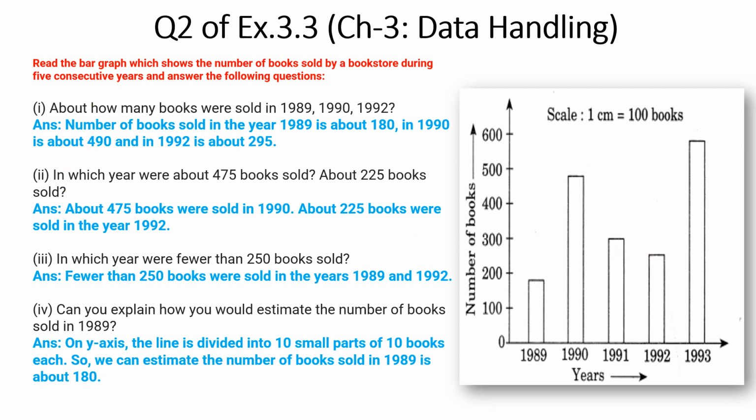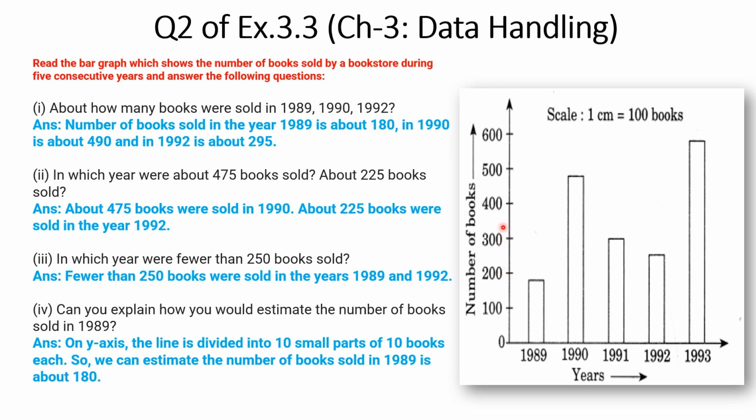Now next, in which year were about 475 books sold? For 475 books, see, look around 400, which one is lying there, and nothing else is near it, only this one. Okay, so in the year 1990 we can say about 475 books were sold, and about 225 books. Now 225 means between 200 and 300. So between 200 to 300 we have these two graphs, right? These two graphs we have.